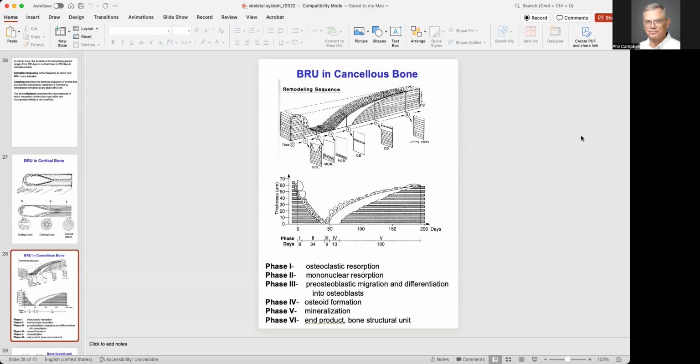The mineralization phase will always, by definition, follow matrix deposition. There's always a lag phase associated with mineralization because you have to have the matrix first, because that forms the nucleation sites for mineral deposition to make bone. Now, if we look at this process, it's 200 days. 50 days represents the resorptive phase. By far, the greatest extent is going to be for the matrix deposition and subsequent mineralization.